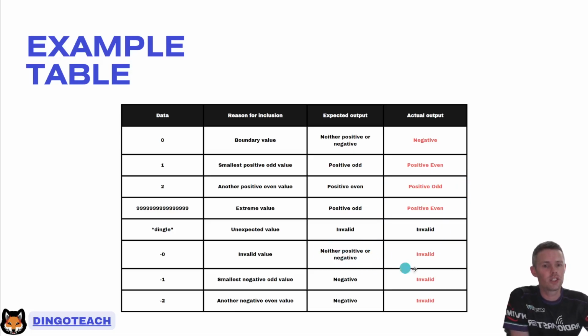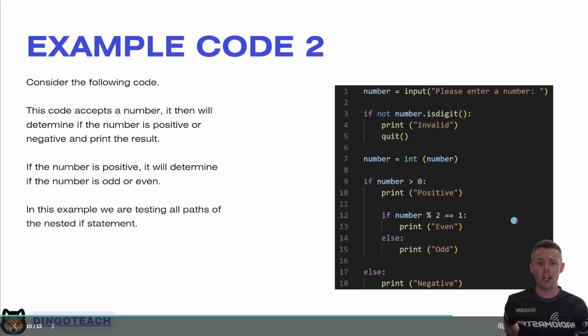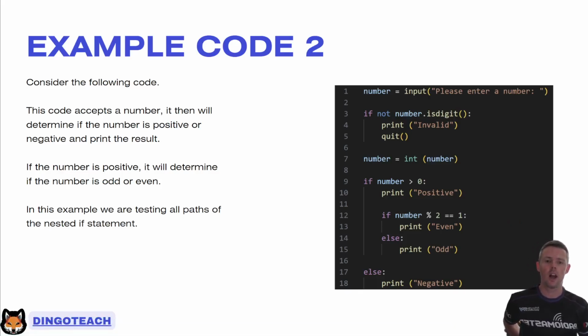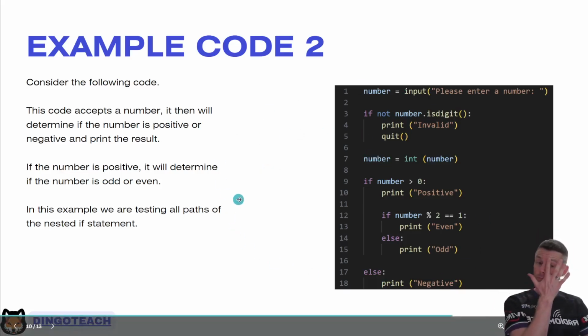Now this one should say it's neither positive or negative, but it said invalid, and these said invalid as well. So if I go back, I want you to have a look at this code and tell me what the problems are. I'm going to pause and you guys tell me, and then I'll show you the fixed code. Okay, so there's a bunch of problems here, and hopefully you've picked up on a few of them.